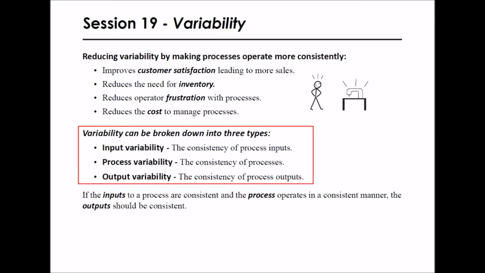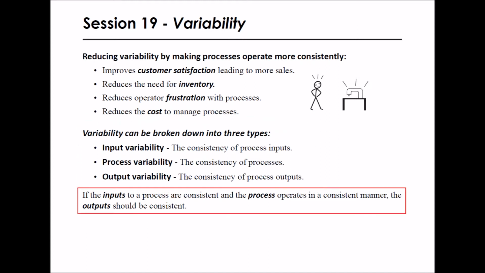Variability can be broken down into 3 types. Input variability is the consistency of process inputs. Process variability is the consistency of processes. Output variability is the consistency of process outputs. If the inputs to a process are consistent and the process operates in a consistent manner, output should be consistent.